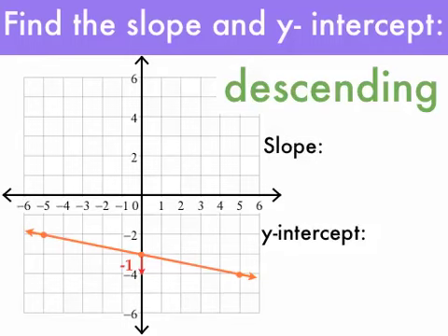And then my run, I need to move to the right 5 units. When I'm moving to the right, that's positive. So my slope for this line would be a negative 1 over a positive 5. My y-intercept is at this point, which is y equals negative 3.